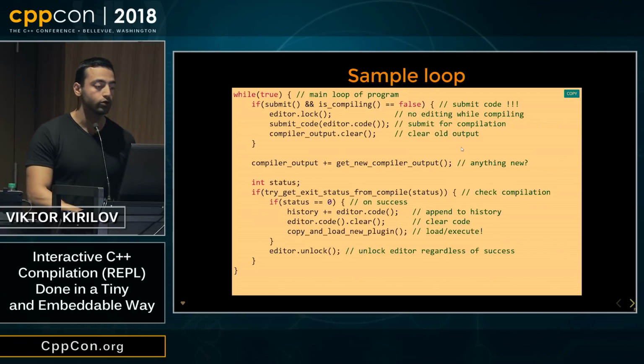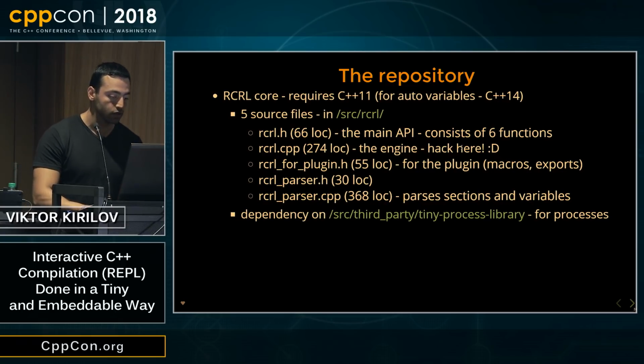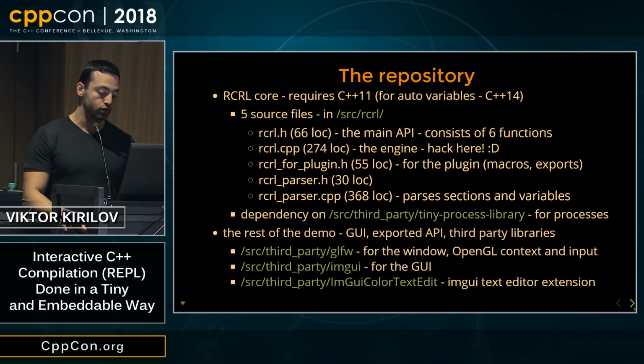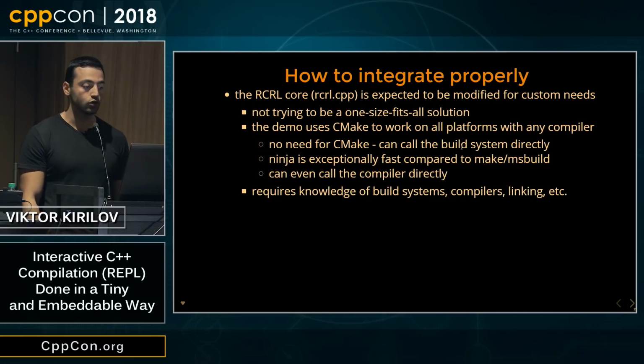The repository, well, it uses C++11. The whole technique is implemented in only 5 source files, which total to about 800 lines of code. And it uses one third-party dependency to fork processes, but that could be easily removed to make it blocking, or use your favorite library for forking processes. The rest of the demo repository is for the user interface. When you're integrating it in your applications, I would expect that you actually modify one of the 5 files, because it doesn't try to be a one-size-fits-all solution.